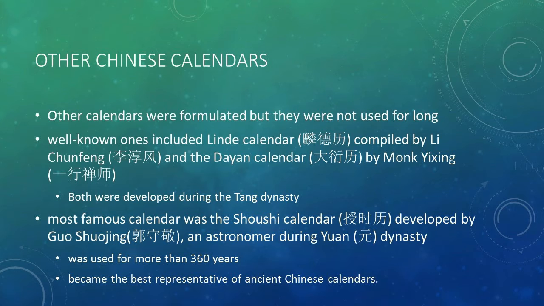The most famous calendar that we are going to cover would be the Shou Shi Li, invented by Guo Shoujing. He was an astronomer during the Yuan Dynasty, and this Shou Shi Li was so important and so famous that it was used for a very long time. It was used for more than 360 years, and it became the best representative, other than the Tai Chu Li, of ancient Chinese calendars. And this calendar drew attention lately. A lot of modern scientists have been trying to study more about this calendar.